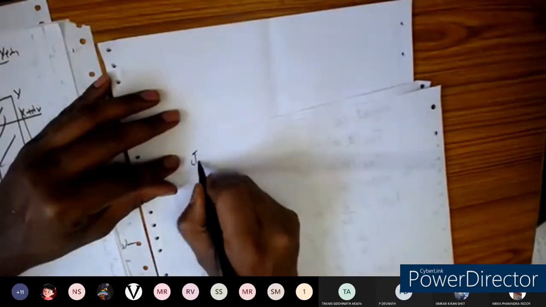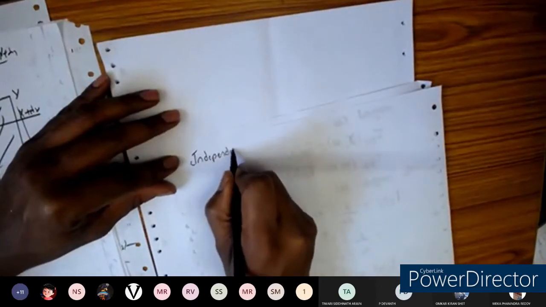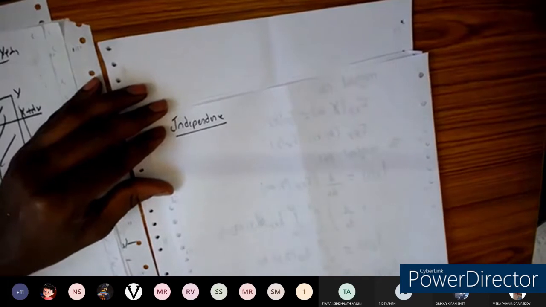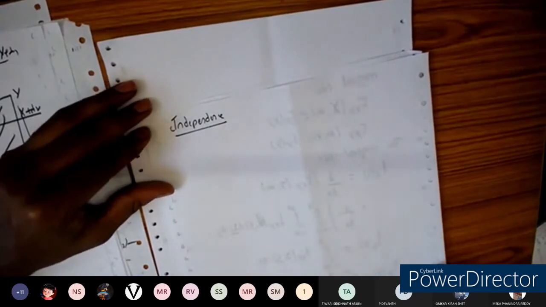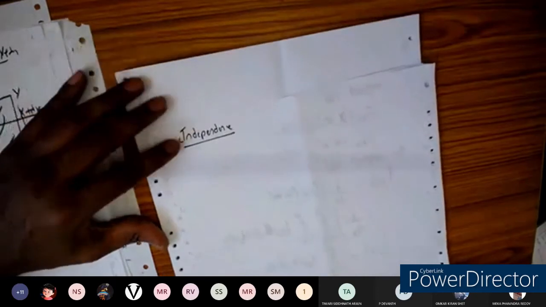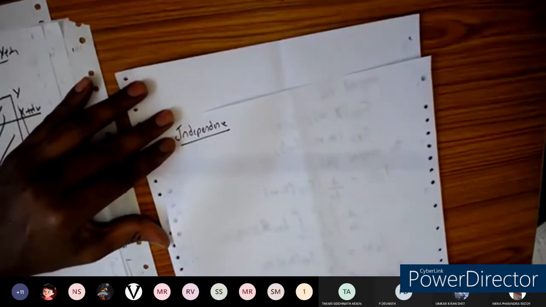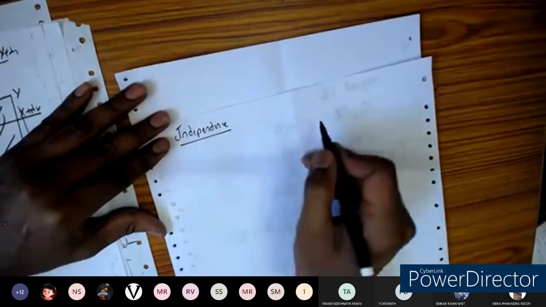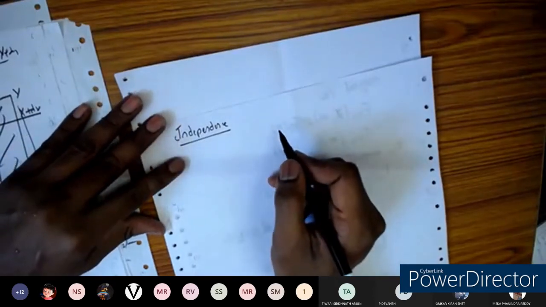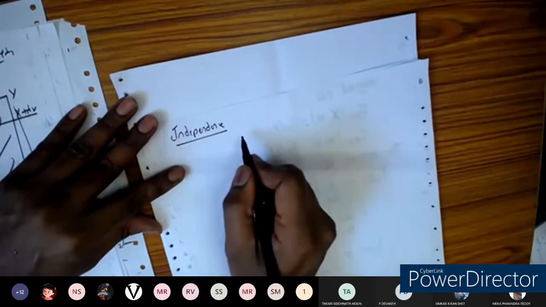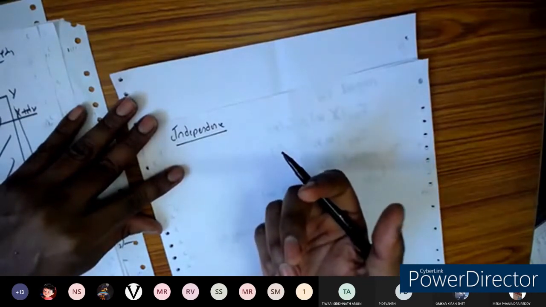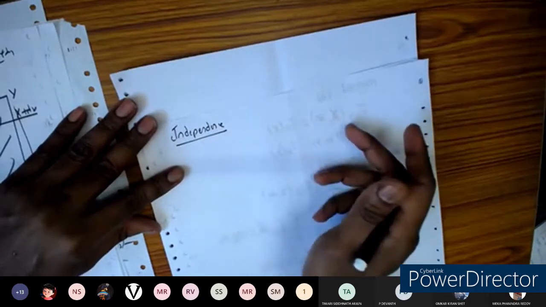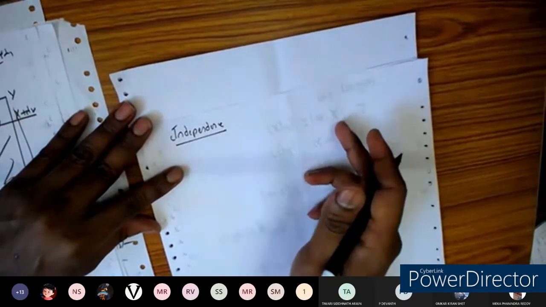Independent events we can take here. In the beginning we have seen the definition of independent events. You know that two events are said to be independent if the occurrence of one event does not depend on the occurrence of the other event. We call that a statistically independent event. We defined this in the beginning of module 1.